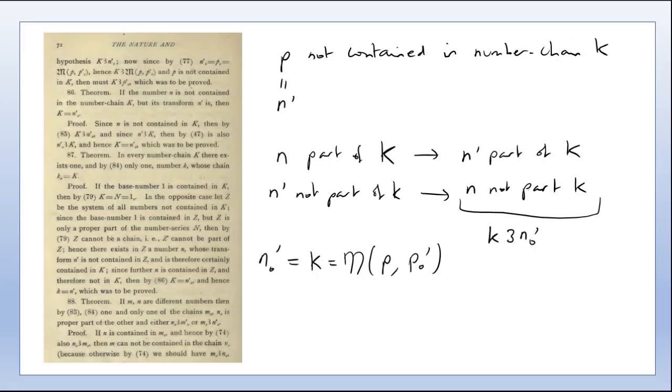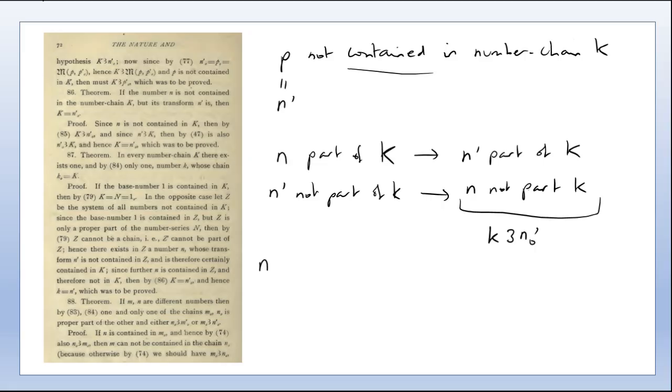P is not contained in K. So that's what we've got up here. So P is not contained in K. No, sorry, I've made a mistake. It's not K is equal to this. It's K is a part of P naught primed. Sorry, I've made a mess here, haven't I? Right, let's try this again.